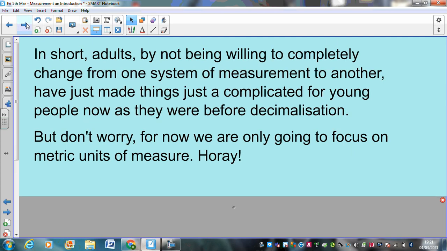So in short, adults in this country, by not being willing to completely change from one system of measurement to another over the last 50, 60 years, have made things just as complicated for young people now as they were before decimalisation. Decimalisation means counting things in tens. But don't worry, for now we are only going to focus on the metric units of measures. Hooray!